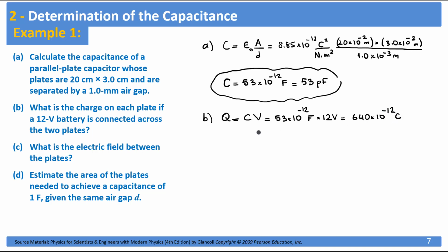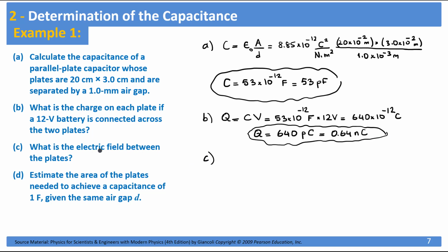Again, if you want to use the engineering notation here with the unit prefixes, it's going to be 640 picocoulombs or 0.64 nanocoulombs. So we got our charge as well on the capacitor.